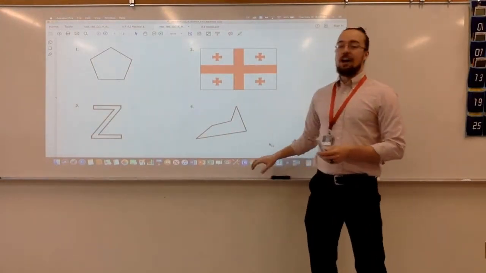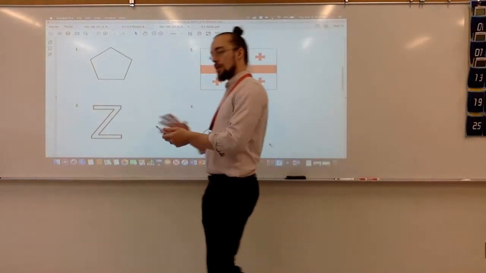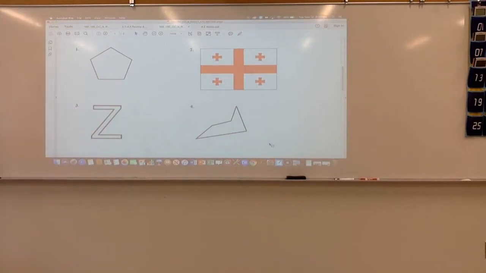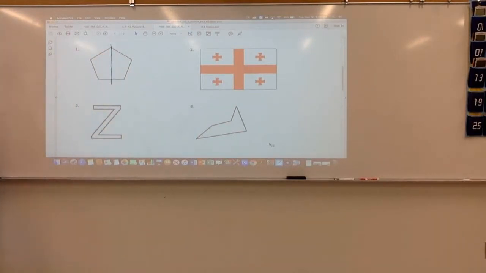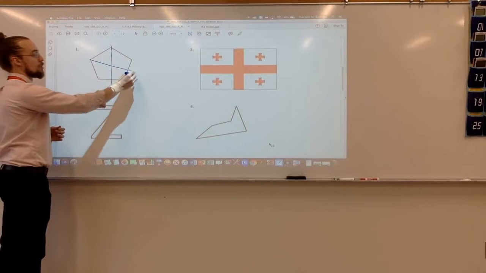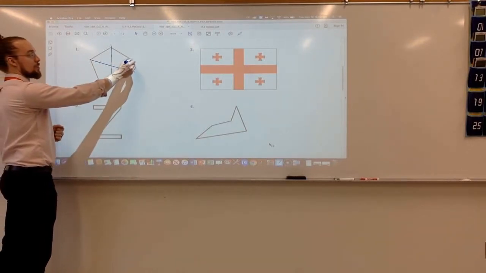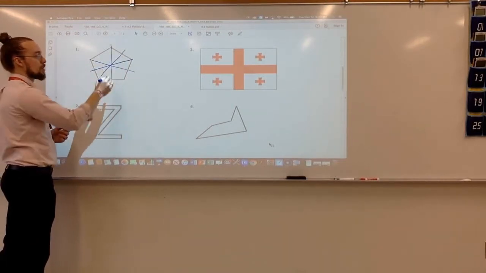All right, so let's talk about these figures here. I'm seeing a lot of correct answers as I'm walking around, but maybe a few discrepancies. So on number one, how many lines of symmetry did we come up with? 5. I think there's 5. I think pretty much everybody saw that line right there, right down the middle. But I can actually draw that same line 5 different times essentially. I can draw a line from this corner to the middle of the opposite side. I can draw a line from this corner to the middle of the opposite side. And I can do that for every corner, from the corner to the middle of the opposite side.